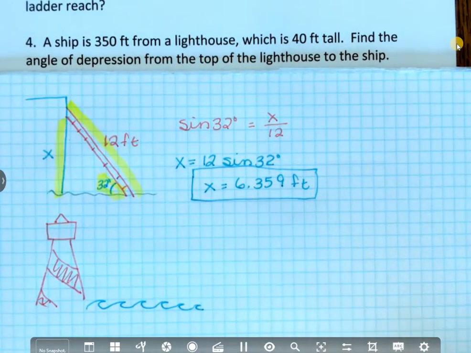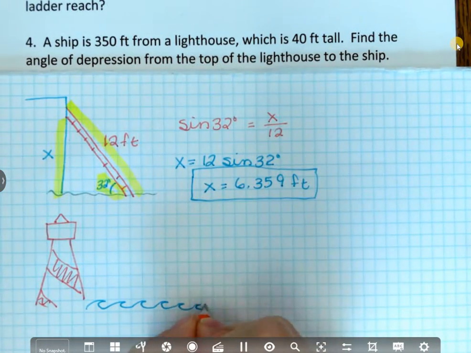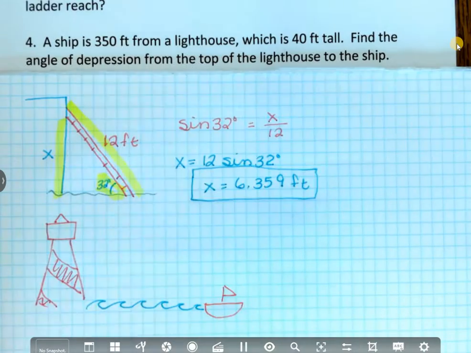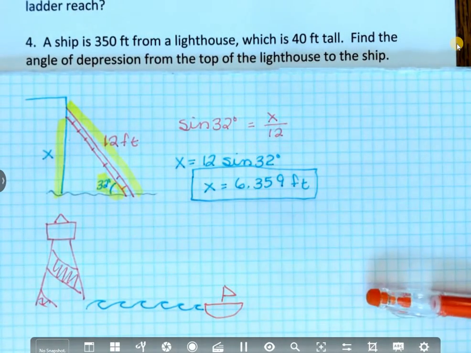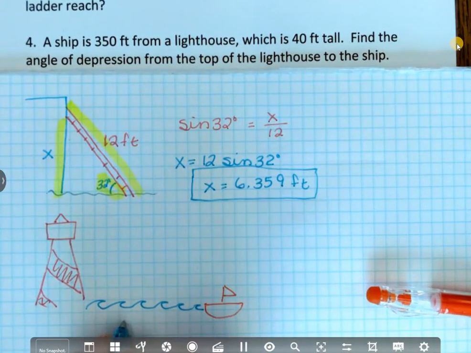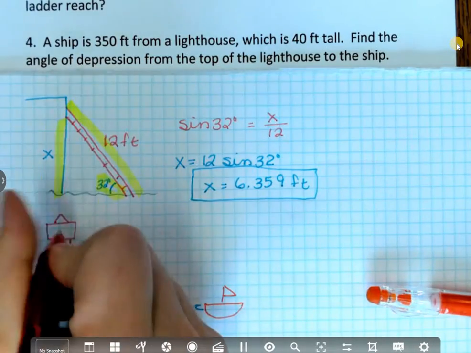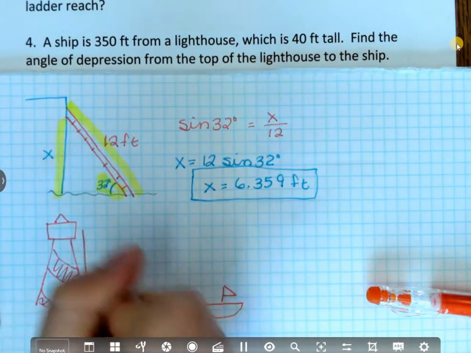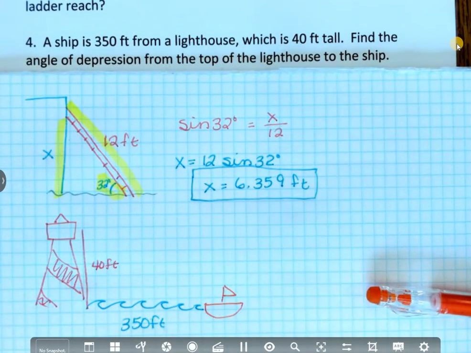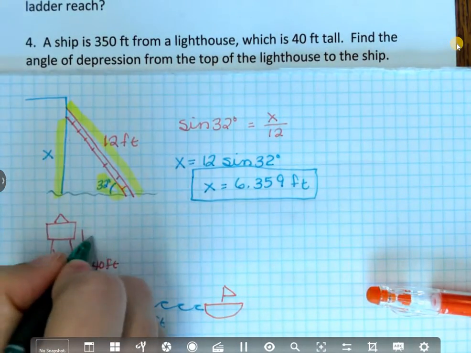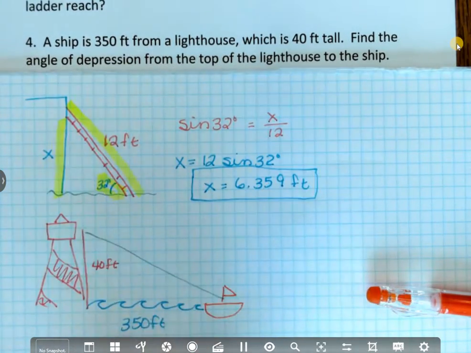Have fun with this, guys. And then there's a boat. It says a ship 350 feet from the lighthouse. So that means this distance down here is 350 feet, and the lighthouse is 40 feet tall. So that's 40 feet. We want to find the angle of depression from the top of the lighthouse to the ship. Whenever I say angle of depression or angle of elevation, what do we find?